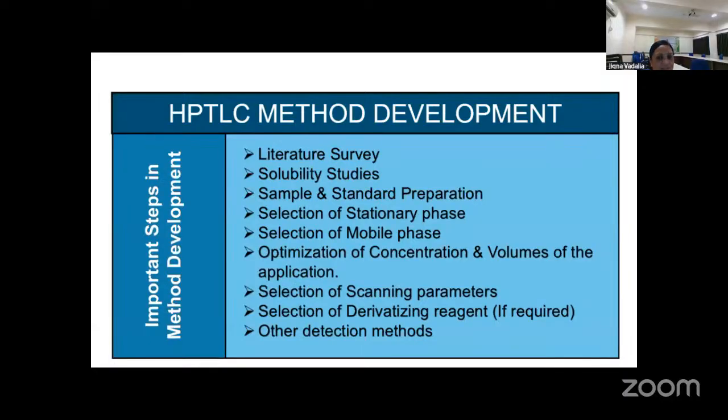selection of stationary phase, mobile phase. After that, you can optimize your mobile phase, you can optimize the concentration of sample, you can optimize the volume of mobile phase. So many optimization parameters are there.